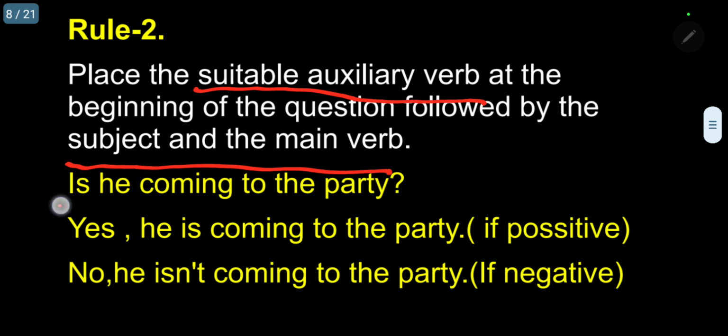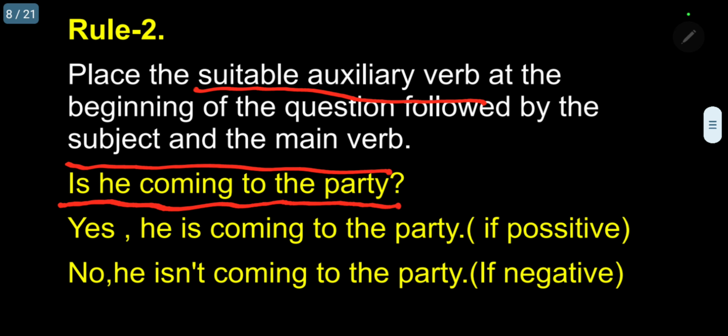Here, a question is given. Is he coming to the party? In Tamil, I can translate, அவன் விருந்துக்கு வந்து கொண்டிருக்கிறானா? Is he coming to the party? This is the question, a yes or no question using is.